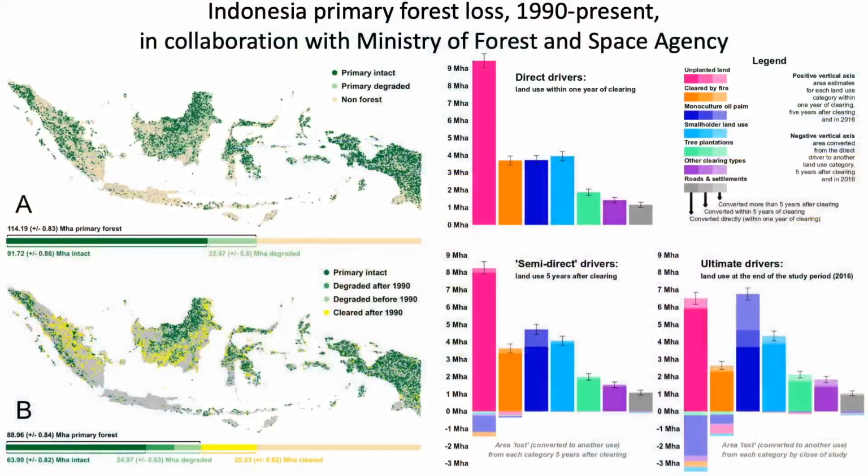In Indonesia, same story. Here are all our samples. We're tracking all the changes. And the crazy thing about Indonesia, it just blows my mind away. The biggest driver of deforestation in Indonesia, we can't attribute. It is land grabbing. So right now there's 9 million hectares of rainforest that's cleared and just sitting there.